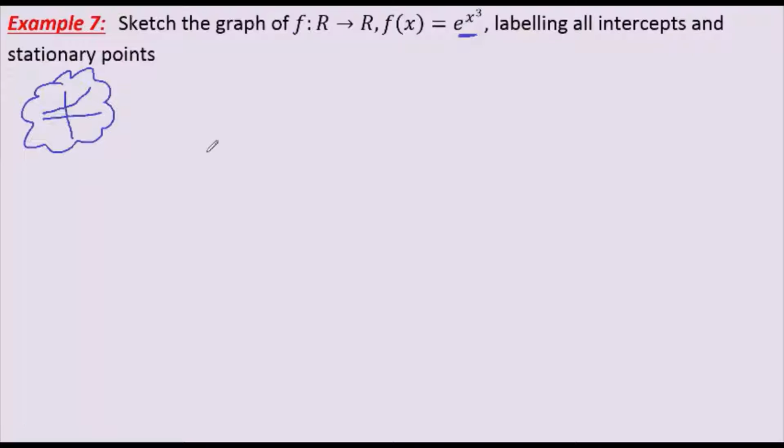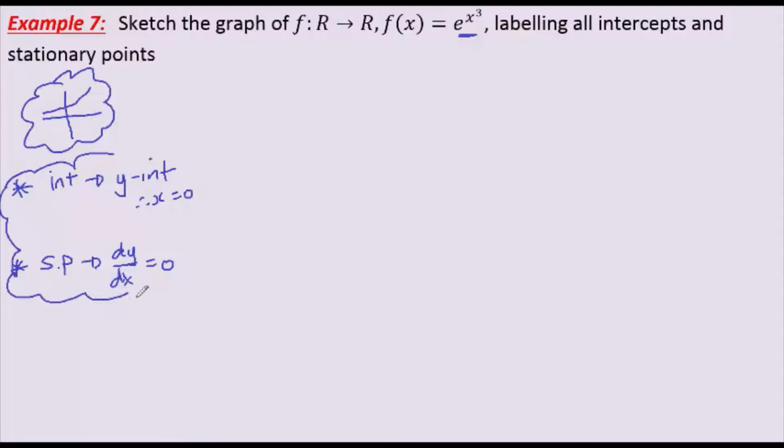To find out more information, labelling all intercepts and stationary points, we want to think about the intercepts. Well, as I said before, there won't be an x-intercept because it's going to follow this exponential pattern and it hasn't had a vertical translation. So I'll need to find the y-intercept, which is where x equals 0. As far as stationary points go, I don't know if there's 1, 0, or 763 of them, I need to make sure that the stationary points will be where the derivative equals 0. So here's what I'm going to work out, and here's the basic shape that I'm looking for.